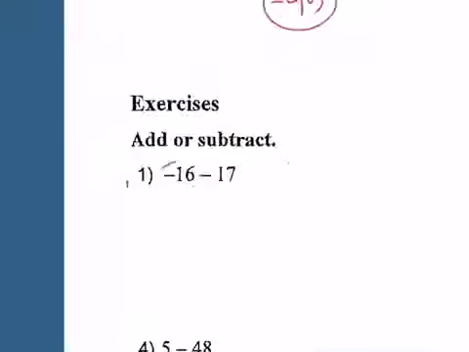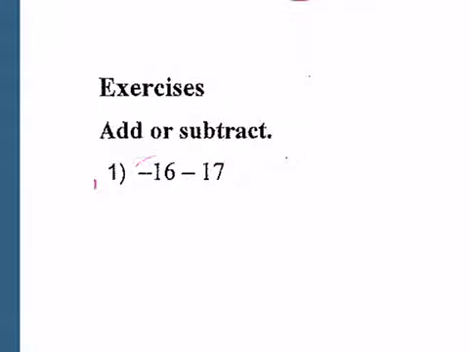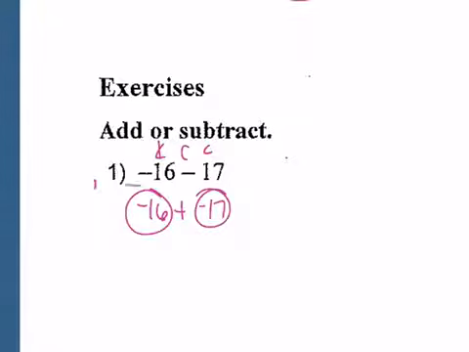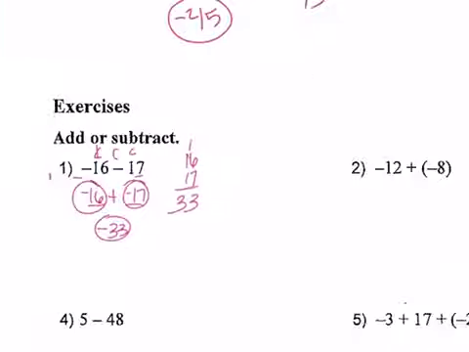Exercises on the bottom. We've got negative 16 minus 17. I can keep, change, keep, change. So they're both negatives, so I'm going to add those together, and I should get 33. Same sign, add and keep. Since they're both negatives, it means my answer is negative.